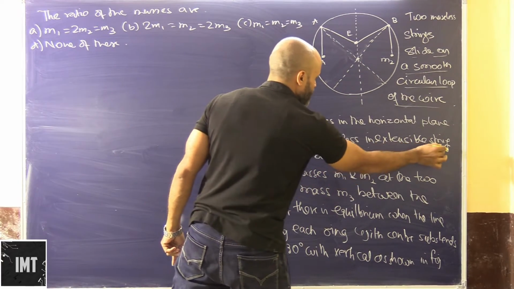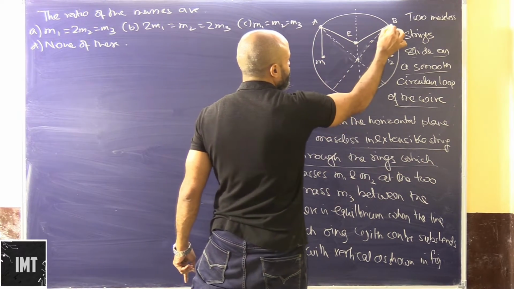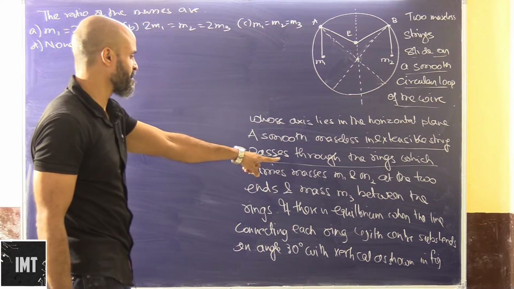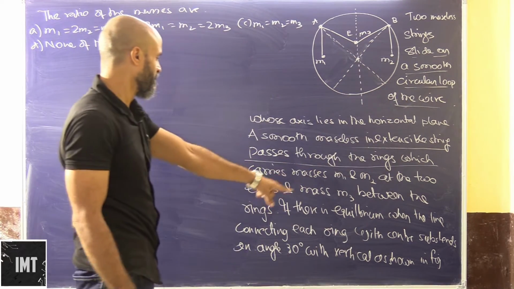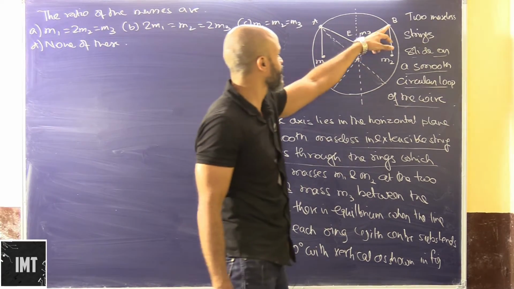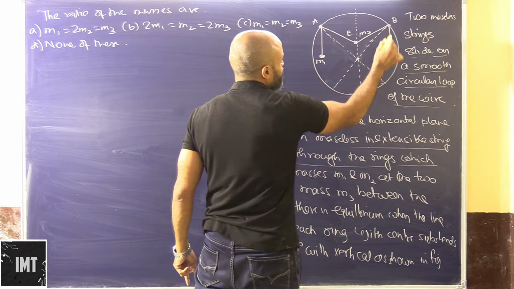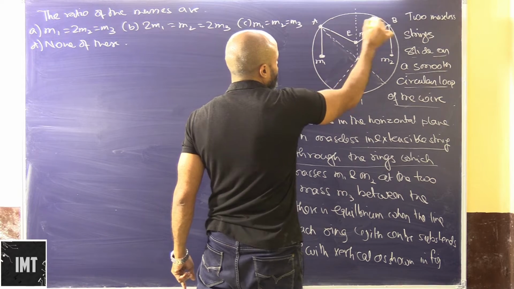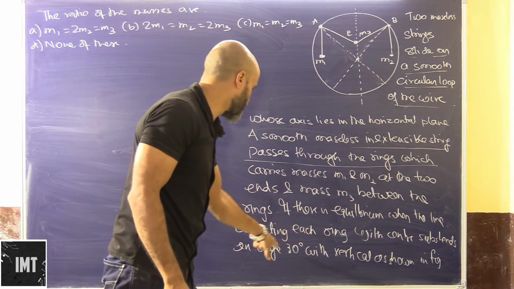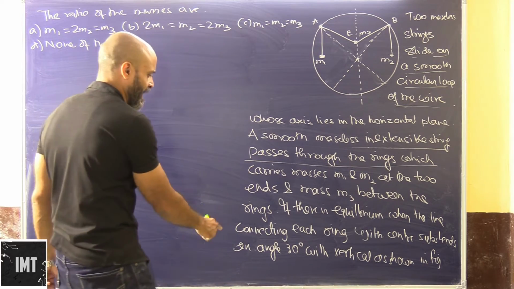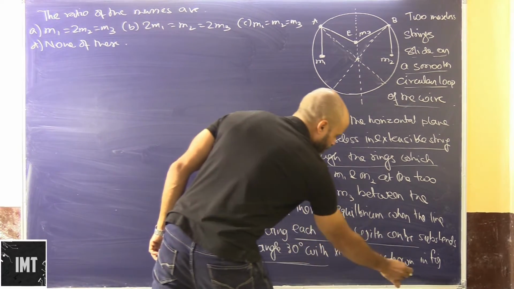A smooth massless inextensible string passes through the rings. These are basically rings. Okay, which carries masses m1 and m2 at the ends and mass m3. So there is a mass m3 out here between the rings. Okay, so this ring will have, so this is basically mass m1, mass m2. This is ring A, ring B, and between them there is a mass m3 between the rings. If there is equilibrium when the line connecting each ring with the center subtends an angle 30 degree with the vertical.